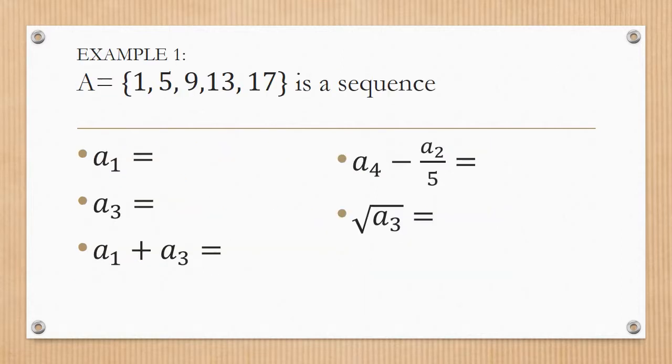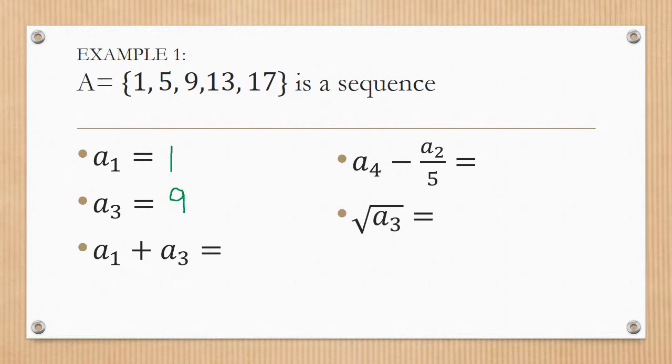Let's take a look at this example. We have a sequence 1, 5, 9, 13, and 17. The first term in this sequence, or a sub 1, is going to be the first number listed in the sequence, which is 1. A sub 3, or the third term, is the third number in this sequence, which in this case is 9.